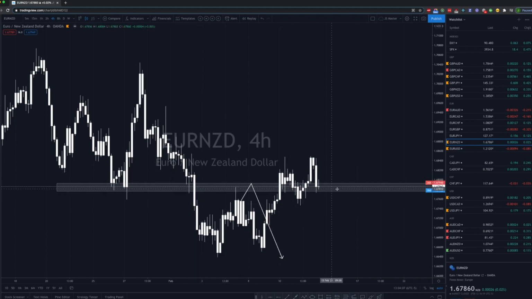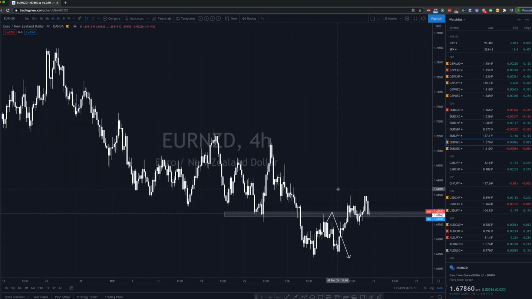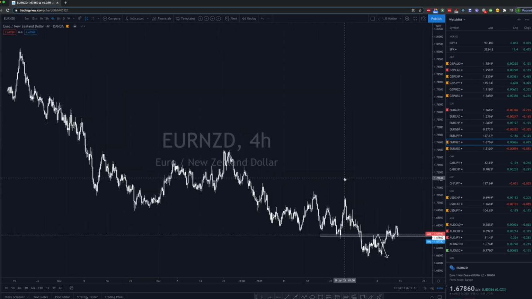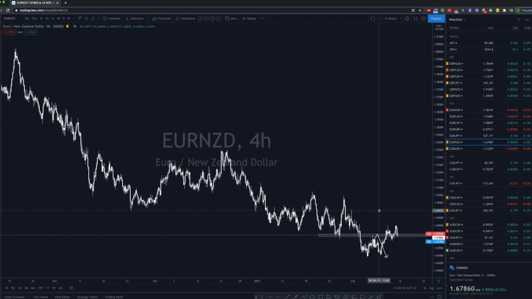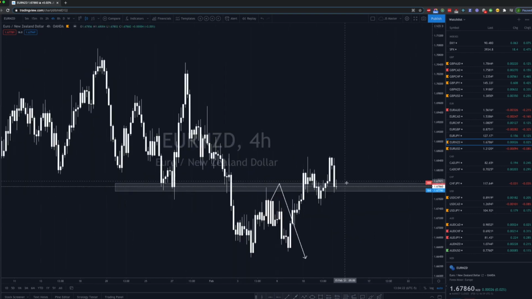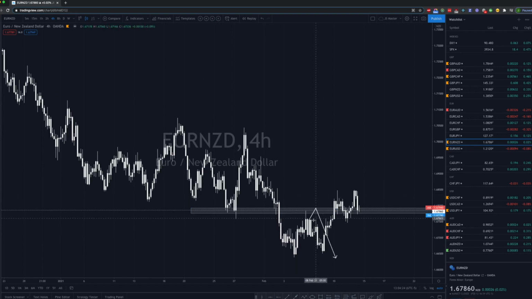But I would still just be looking for short opportunities on this pair, because as normal, we're in this massive downtrend, right? So no point trying to fight gravity, just look for trades in the direction of the main trend. So that's what I'm looking for.